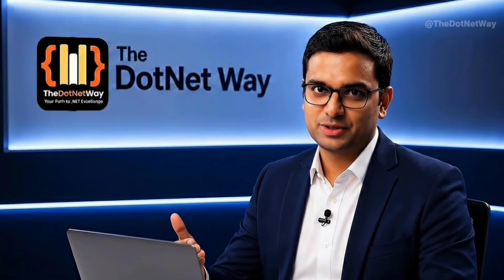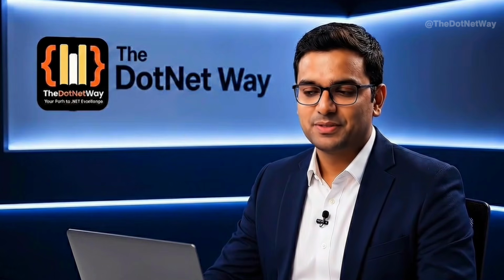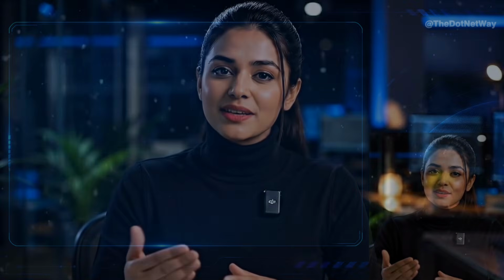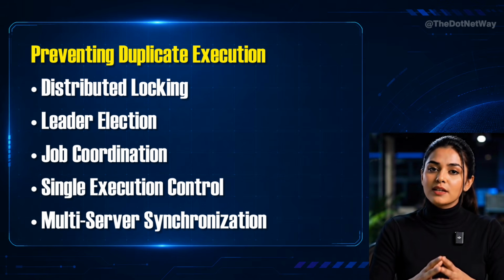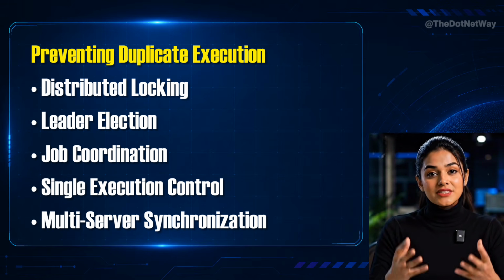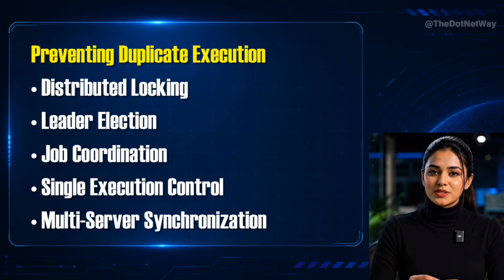What if multiple servers run the same hosted service? That creates one of the biggest distributed system problems: duplicate execution. Imagine two servers processing the same payment or sending the same email simultaneously. Without distributed coordination, users may receive duplicate notifications or even get charged twice. That's why scalable systems use distributed locking mechanisms, leader election strategies, and coordination systems to ensure jobs execute safely only once.